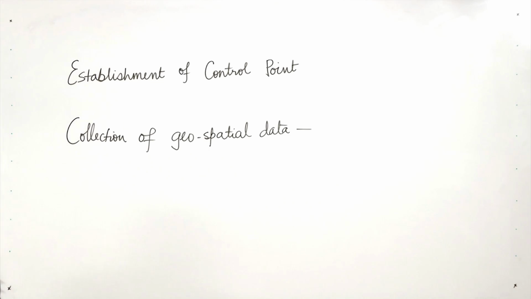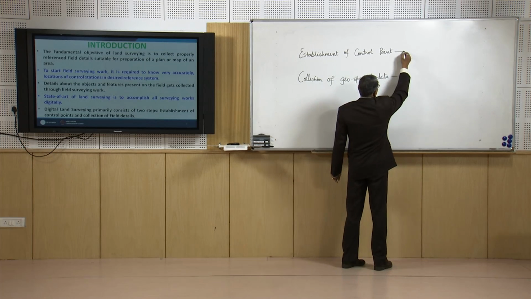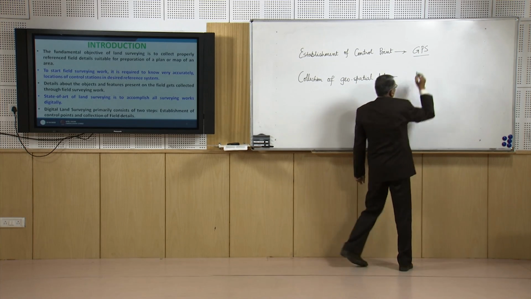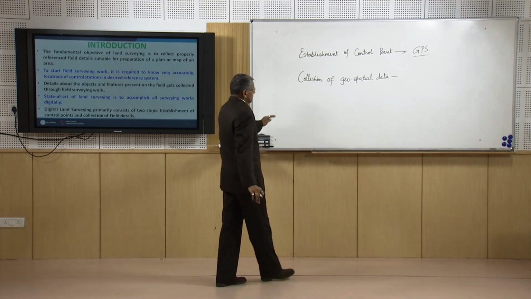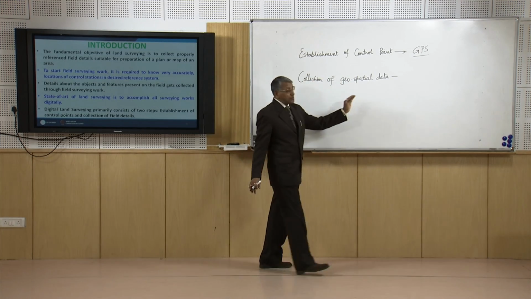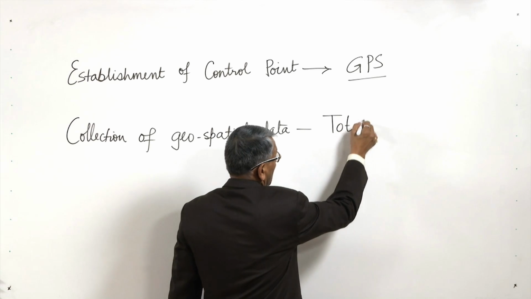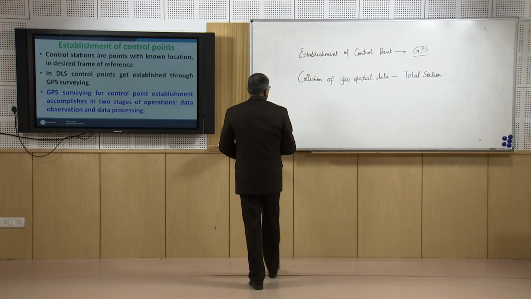Now in digital land surveying we will establish the control point by making use of GPS, global positioning system, and the collection of geospatial data will be done making use of an instrument called total station.